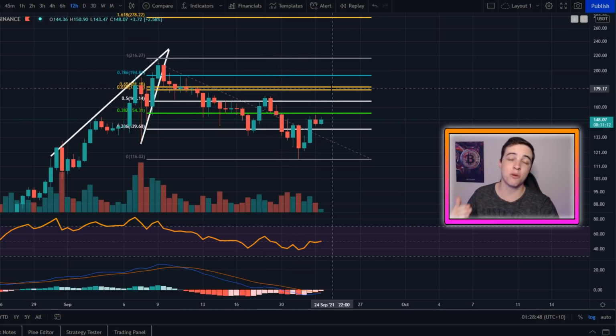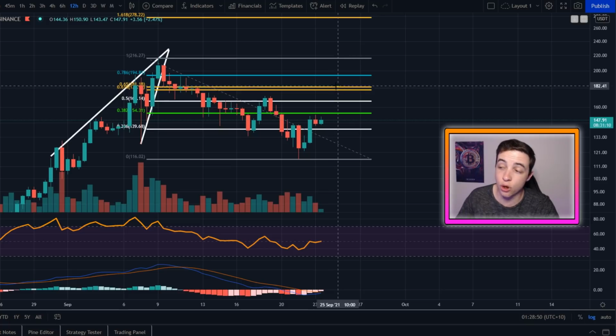And then of course, the most important Fibonacci level, the golden pocket, is coming in at around $178, and it's ending at around $182 because of course the golden pocket is the 61.8% Fibonacci level up to the 65% level.